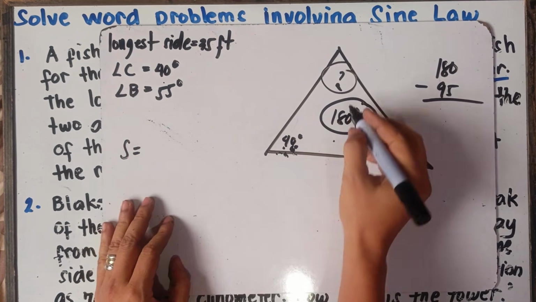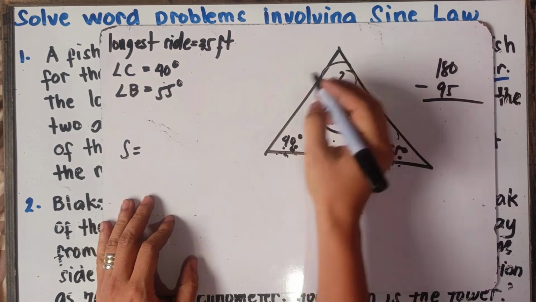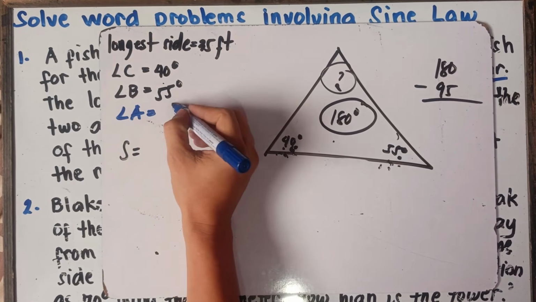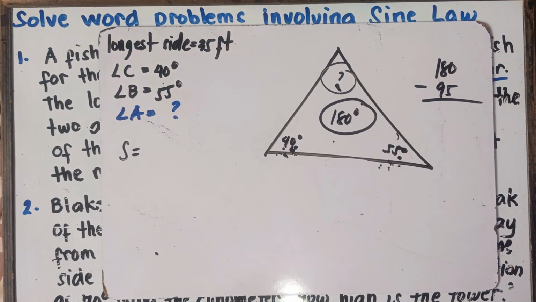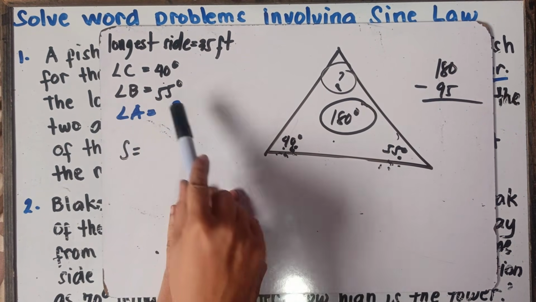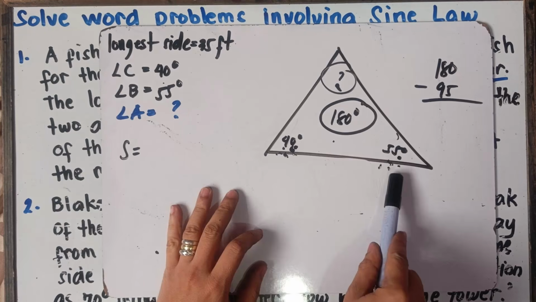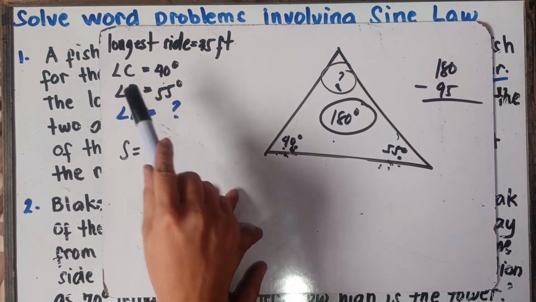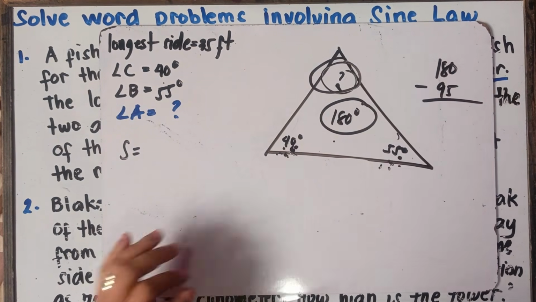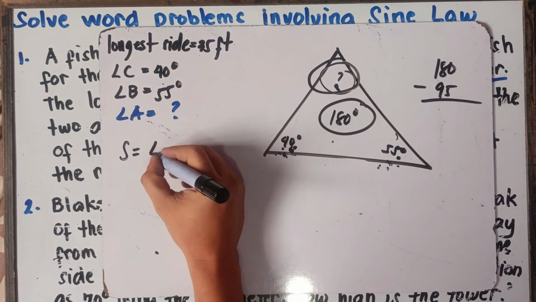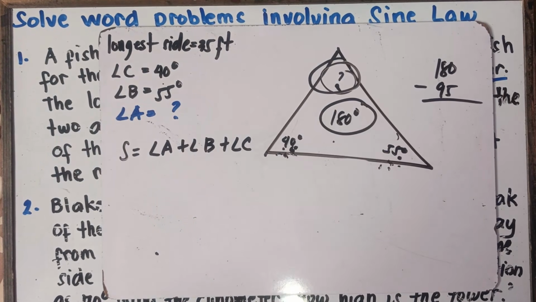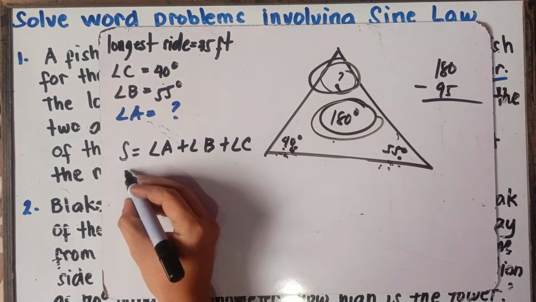Let's call this angle A. We don't have the measure of angle A, because we say that angle C is 40 degrees and angle B is 55 degrees. We assume, class, that angle C is 40 degrees, angle B is 55 degrees, and we're looking for angle A. So we can say that angle A plus angle B plus angle C is equal to 180, right? Because the sum, class, is 180.